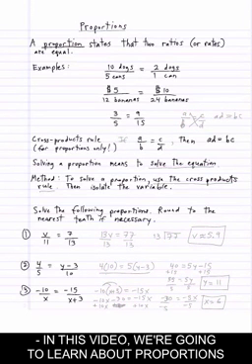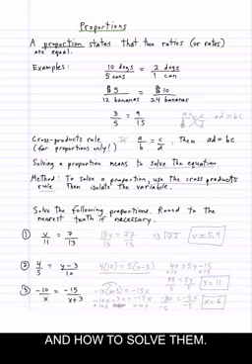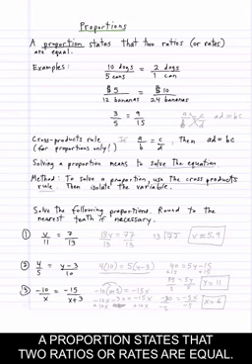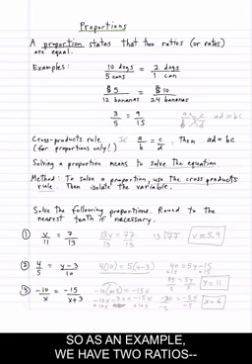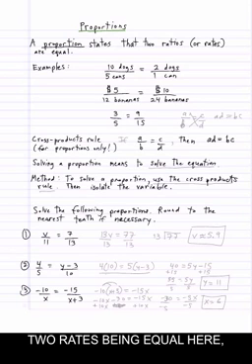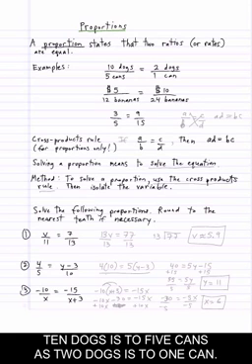In this video, we're going to learn about proportions and how to solve them. A proportion states that two ratios or rates are equal. So as an example, we have two rates being equal here. 10 dogs is to 5 cans as 2 dogs is to 1 can.